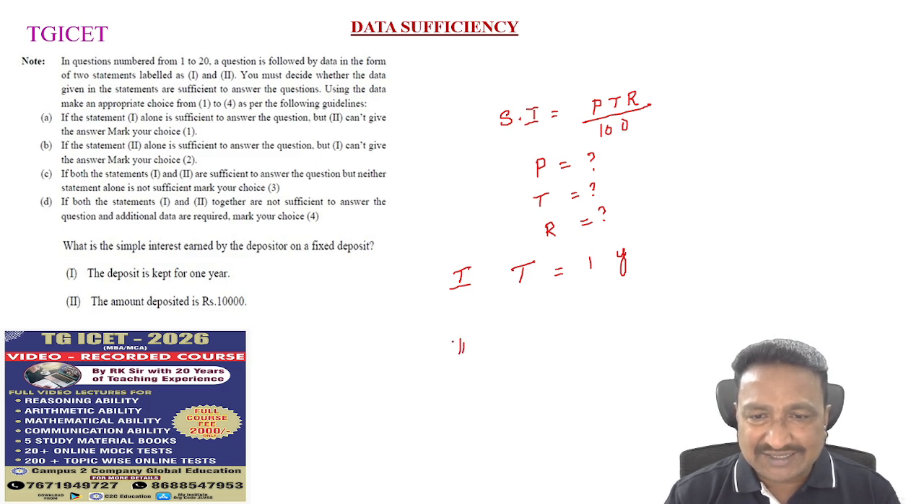Now look at the second statement. What is the second statement? The total amount deposited is 10,000 rupees. So amount is equal to principal is equal to 10,000 rupees.